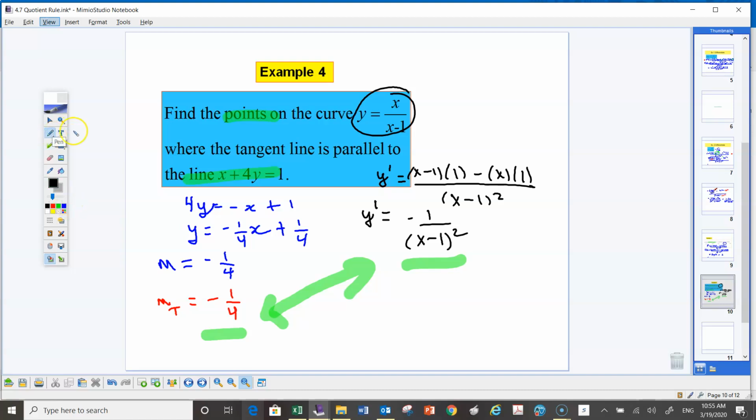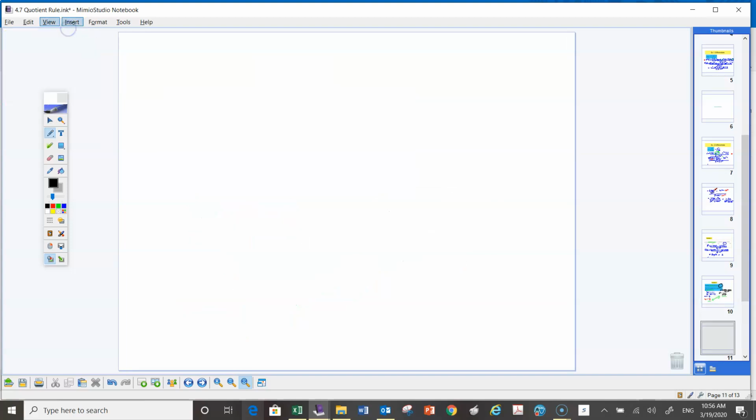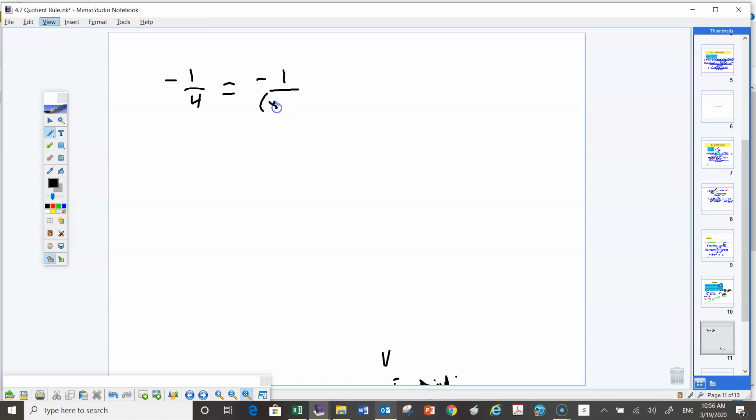So in our next step, we are going to equate those two. So I'm going to say that negative 1/4 has to equal negative 1 divided by x minus 1 all squared. Now there's a number of different ways you could solve this. We see the numerators are equal, so therefore the denominators have to be equal. We can cross multiply and solve however you want.